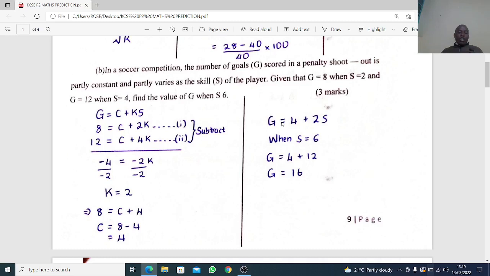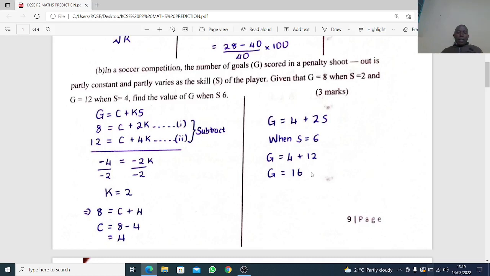So now you write the equation: G equals 4 plus 2S. When S is 6, G equals 4 plus 6 times 2, which is 12. We place 6 where there is an S, so that we find G. So G equals 4 plus 12, G is 16. That is what the question required you to do.